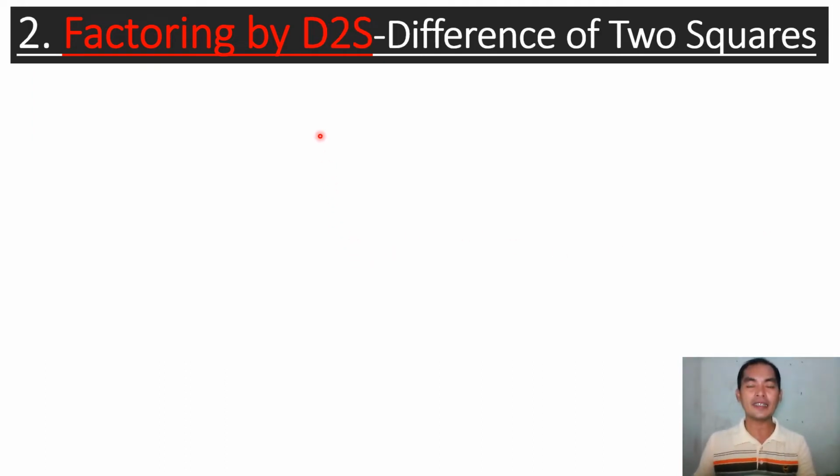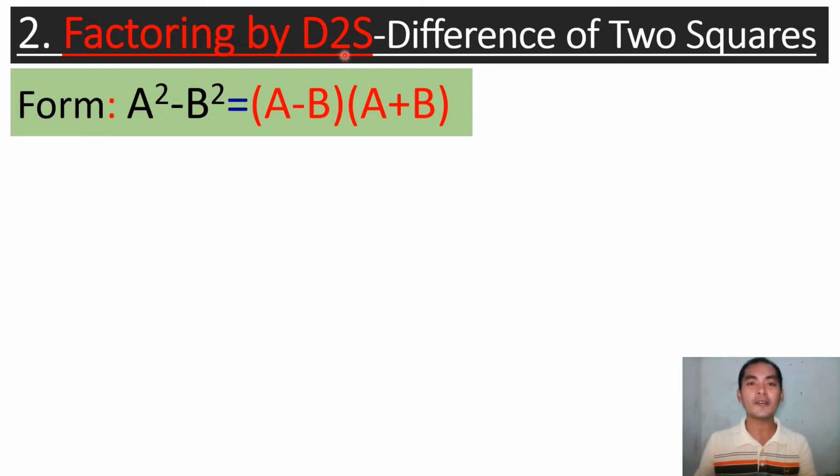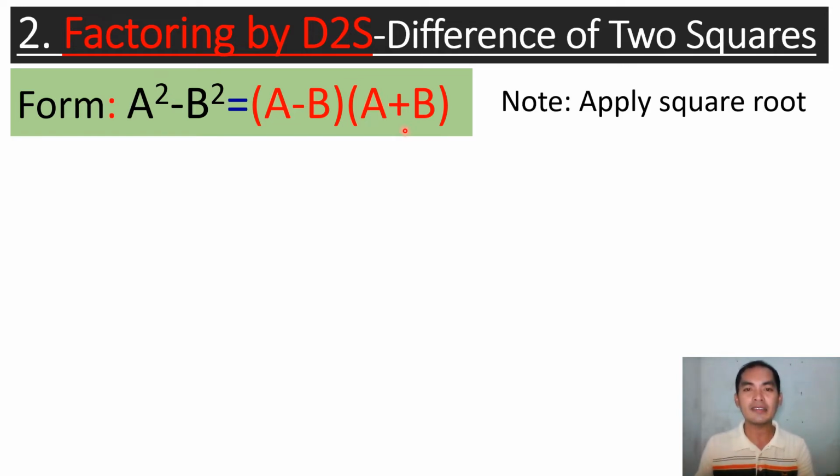Another type of factoring is factoring by difference of 2 squares. D2S means difference of 2 squares. We have the form a squared minus b squared equals a minus b times a plus b. Ano yung i-consider dito sa D2S? Take note that there are only two terms. First term a squared, second term b squared, and difference, minus yung sign between the two terms. At yung first term ay perfect square, second term ay perfect square. So ang gagawin nyo, you just apply square root.